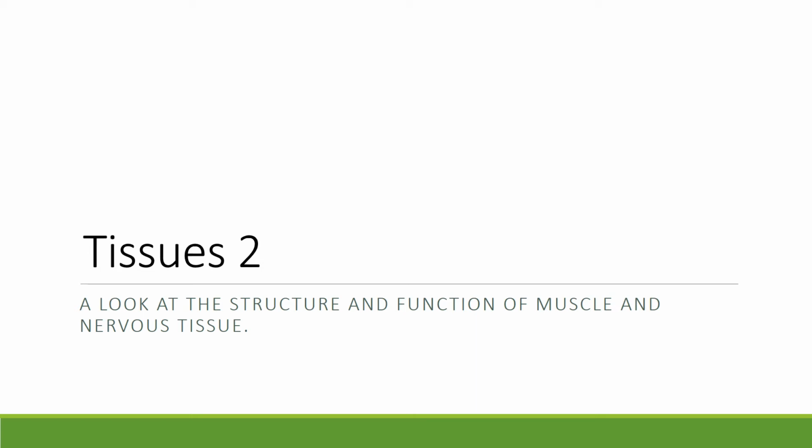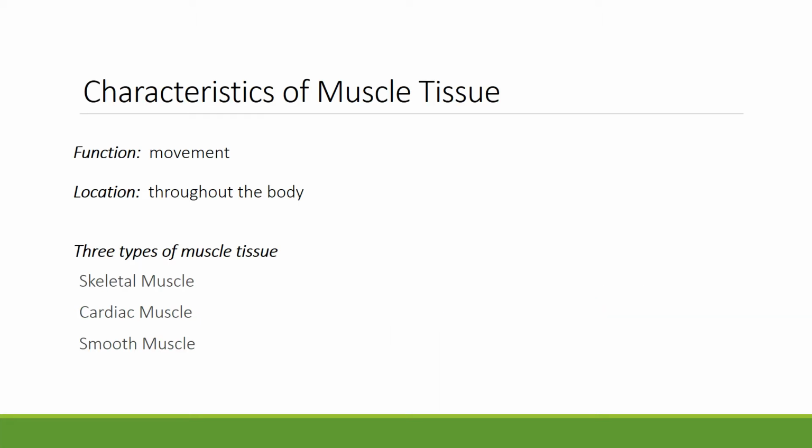This lecture will conclude our study of tissues. We've already covered epithelial and connective tissues. This lecture will cover muscle and nervous tissues. The primary function of muscle tissue is movement. Muscle tissue is located throughout the body, and there are three types of muscle tissue. They are skeletal muscle, cardiac muscle, and smooth muscle.